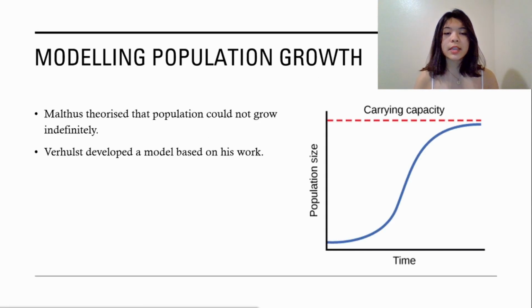So a man by the name of Thomas Malthus theorized that populations do not actually grow indefinitely, but they are limited by the resources in their environment. So things like food, water, land, etc. At first, the population would grow exponentially, but as they approach their carrying capacity, or what their environment will allow the population to grow to, it would slow down. Later, a man named Pierre Verhulst developed a model based on this work.